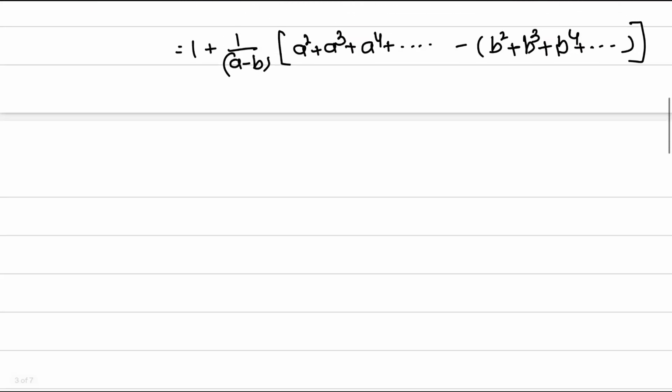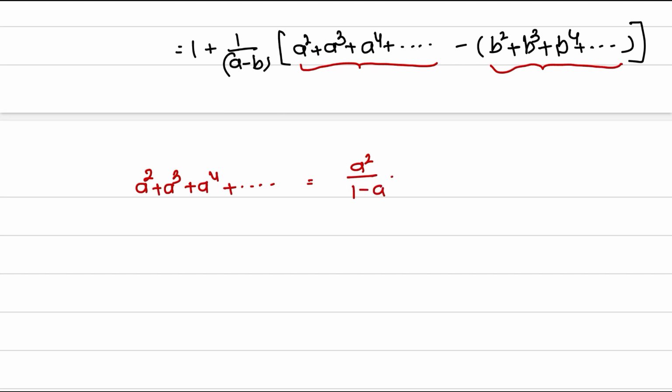Now, we have two geometric series: a square plus a cube plus a to the power of 4 up to infinity, and b square plus b cube plus b to the power of 4 up to infinity, and we have to find out the value. a square plus a cube plus a to the power of 4 plus so on, that will be equal to, by the infinite geometric series, a square by (1 minus a), and b square plus b cube plus b to the power of 4 plus up to infinity will be b square by (1 minus b), sorry.